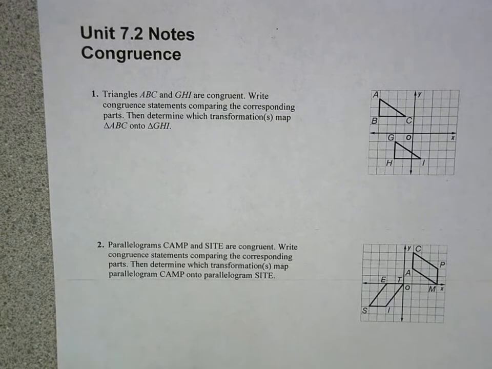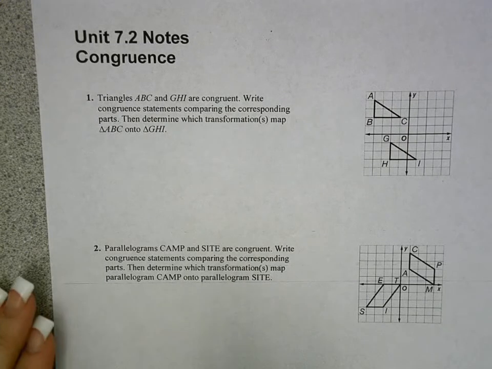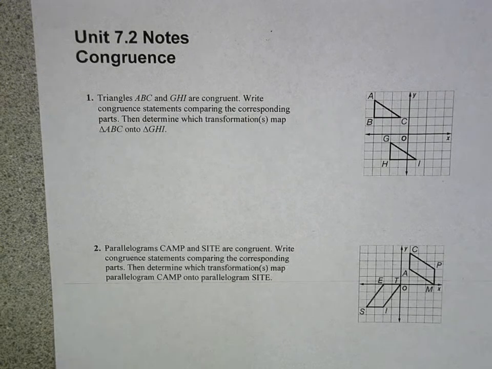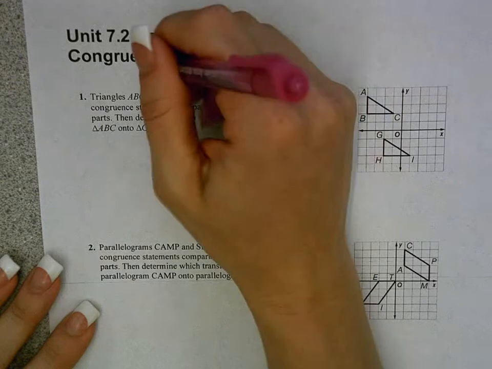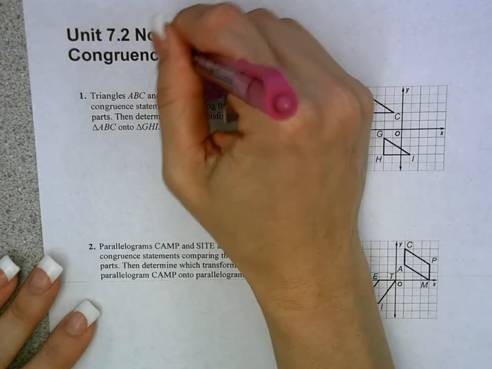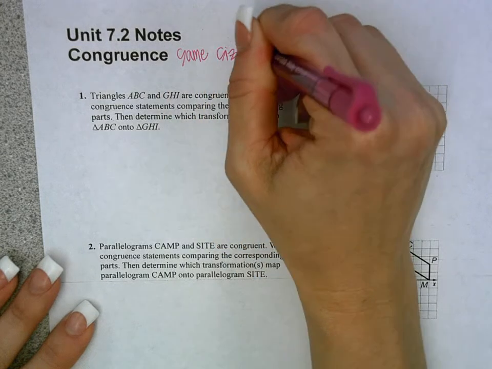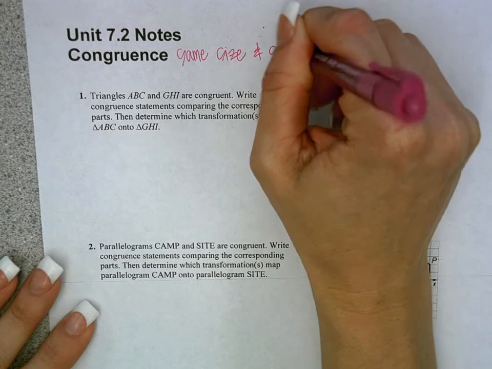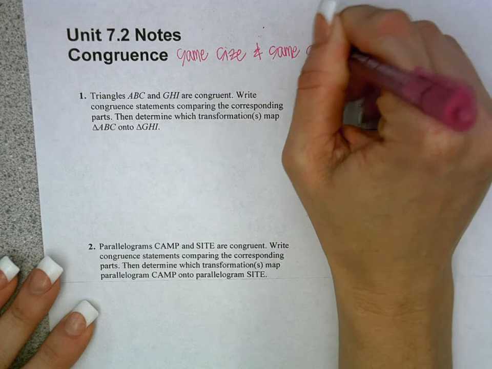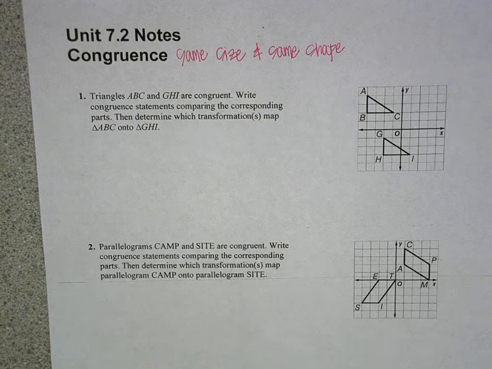So what we're going to work on today is something called congruent. We talked about this yesterday. What does it mean for something to be congruent? Same size and same shape. So we can't just say equal, but congruence means same size and same shape. Make sure you know that they're not just similar, but they're congruent. That means the exact same size and the exact same shape.